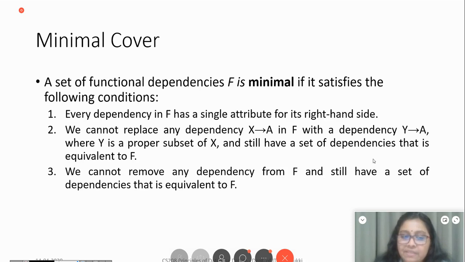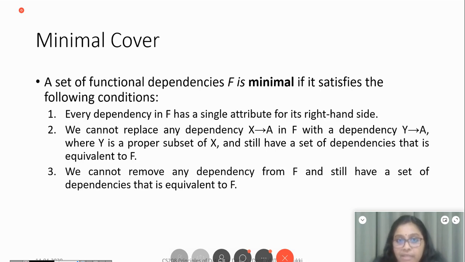That's what it means. Okay, and the third one, we cannot remove any dependency from F and still have a set of dependencies that is equivalent to F. That corresponds to redundancy. Okay, there should not be any redundant FDs. If there are redundant FDs, you can remove them. Then you get a minimal set. So there should not be any redundant FDs in it.